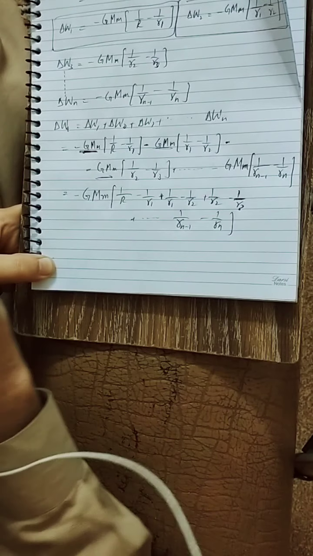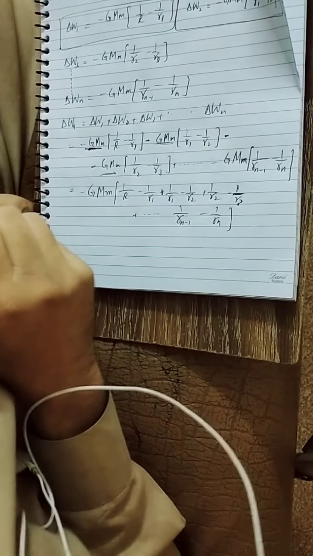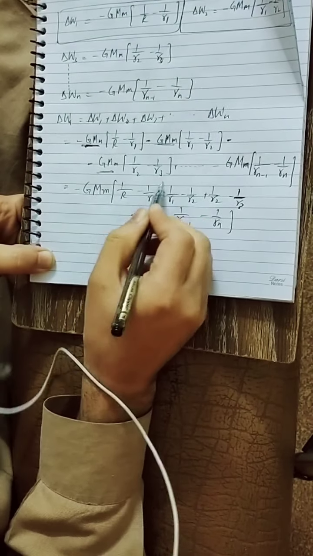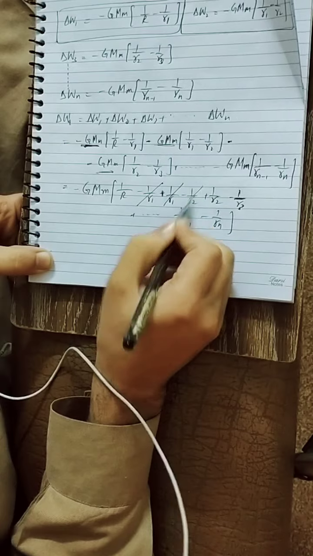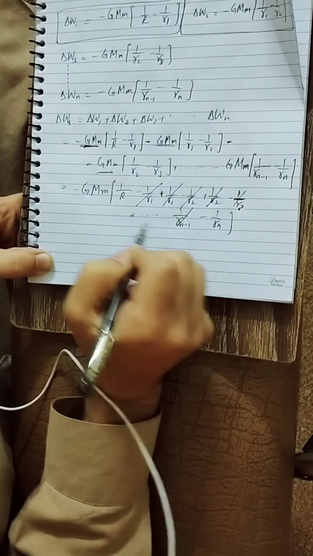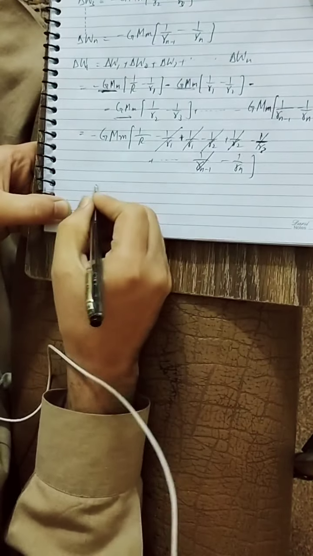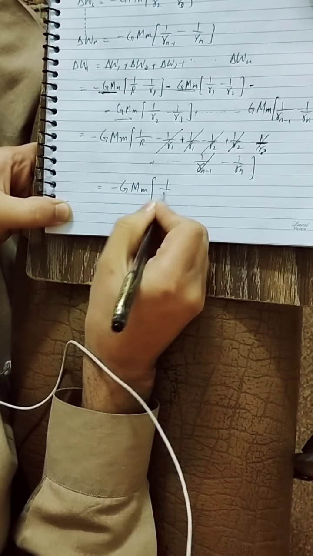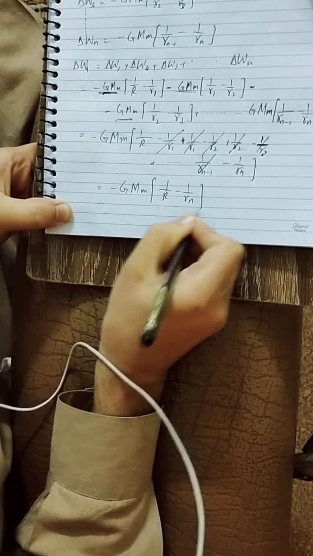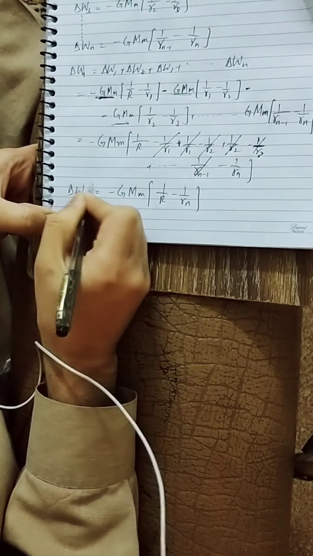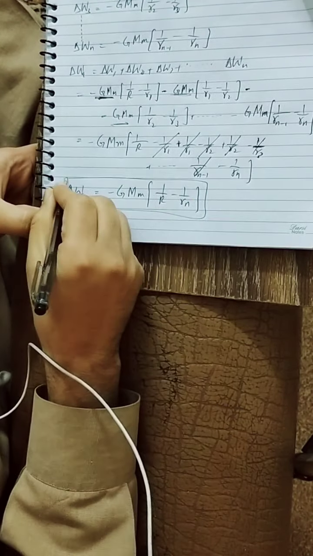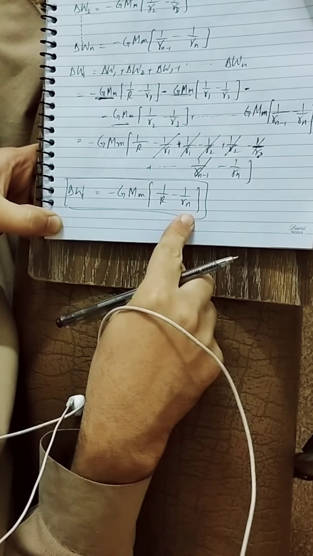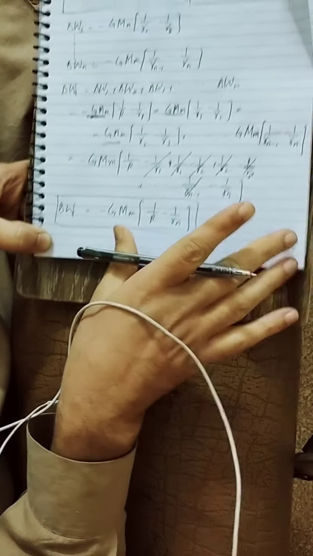Okay, so I took minus GMM as common. Now look at these terms: minus 1/R1 plus 1/R1, minus 1/R2 plus 1/R2, so all these terms will be cancelled. So what will be left? We will have minus GMM (1/R minus 1/Rn). So this is the total work done from where to where? Look at the equation, from R to Rn. This is the total work done from R to Rn.